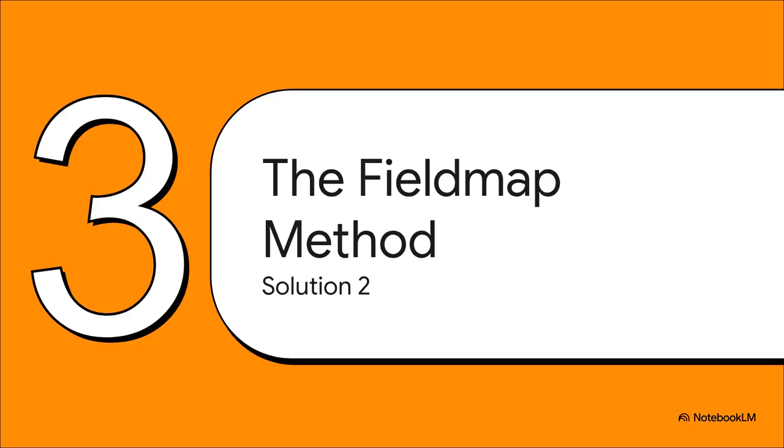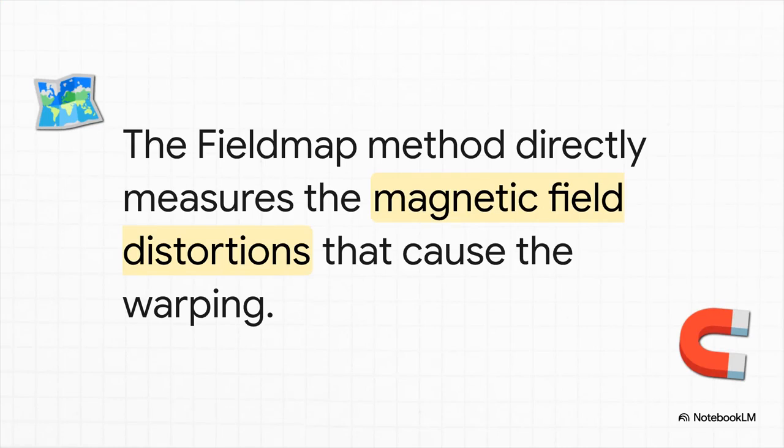All right, so that's the stretchy and squishy way, but there's another approach that comes at the problem from a totally different angle, and that's the field map method. Instead of taking two distorted images and trying to find the average, the field map method goes straight to the source of the problem. It uses a special scan to directly measure the problems in the magnetic field itself, the very things that cause the warping in the first place. It creates a literal map of the distortion, which the software can then use to unwarp your main image.